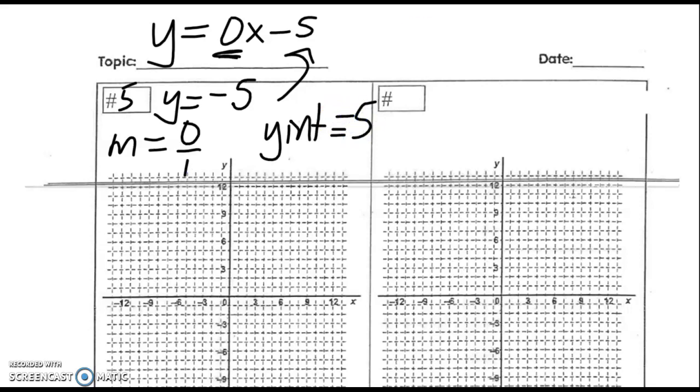So the same steps, we will plot our y-intercept at negative 5. There's negative 5. No, that's negative 6. Whoops. Negative 5 is right there. And then numerator is 0. So I don't go up or down. There's no up or down. But this does tell me I'm going to go right 1. So from that point, I'm going to go right 1 and plot a point. I could go right again and plot a point. I could keep doing that. And I'm just going to get a horizontal line at y equals negative 5.